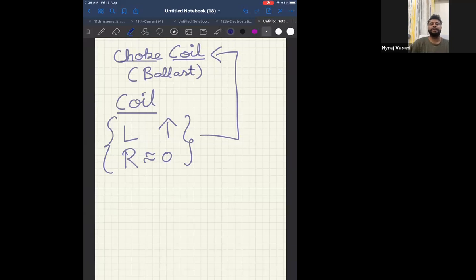Now, I'm telling you, what does it mean? In the exam, if they give you choke coil, you should take that coil as an inductive circuit. That's it. Because it has very high inductance and negligible resistance. Therefore, I should take choke coil as an inductive circuit. Therefore, I want you to write the side heading choke coil or ballast, and just write the first statement that it is a device having very high inductance and negligible resistance. Make a note.